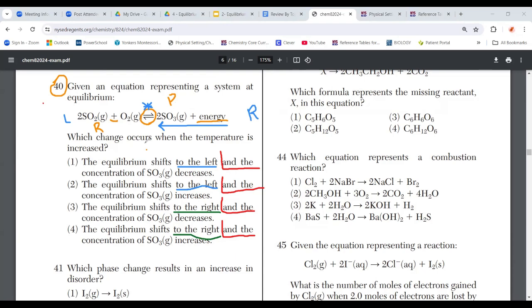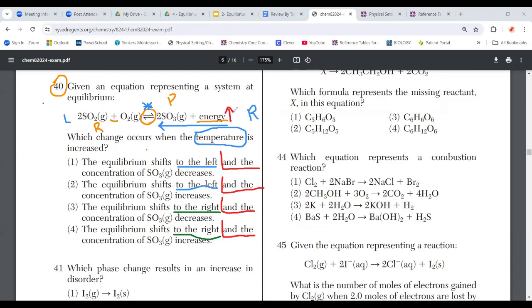So if I increase my temperature, what I have to think about is what's happening to these guys. Which one of these things is going to be affected? What's going to be affected is it's like I added more of this.